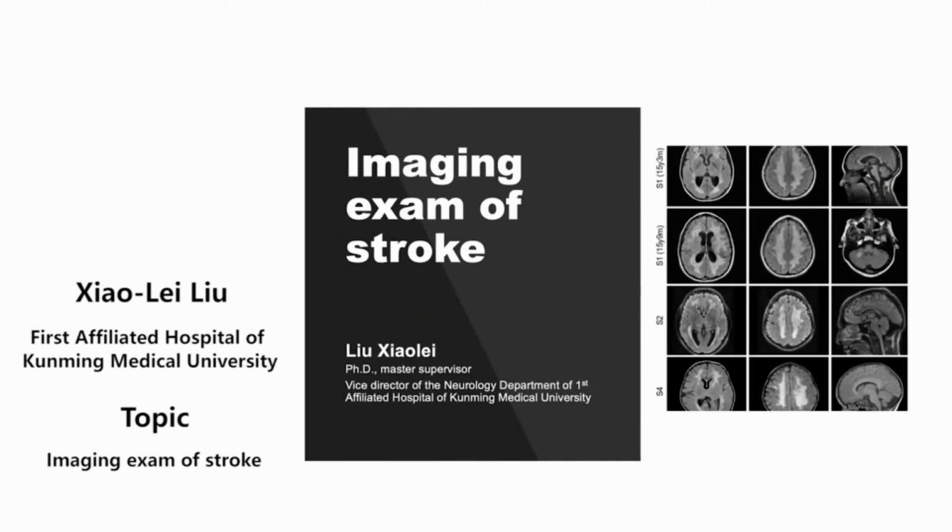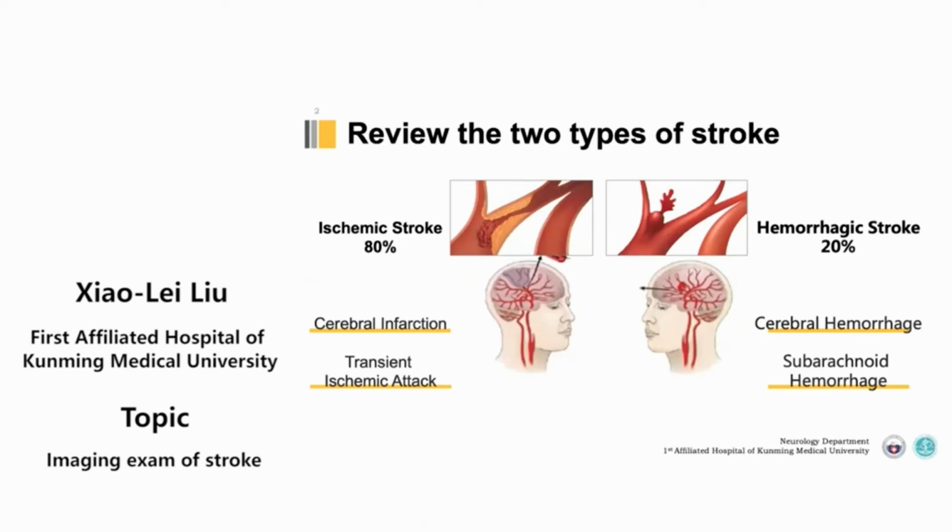And the topic today is imaging exam of stroke. Firstly, let's review the two types of stroke. The most frequent one is ischemic stroke, which accounts for about 80%. It occurs when the cerebral arteries are blocked, which includes cerebral infarction.